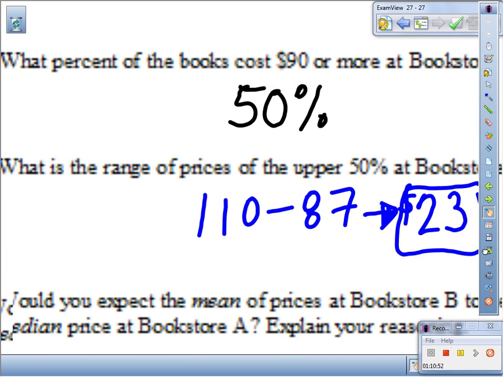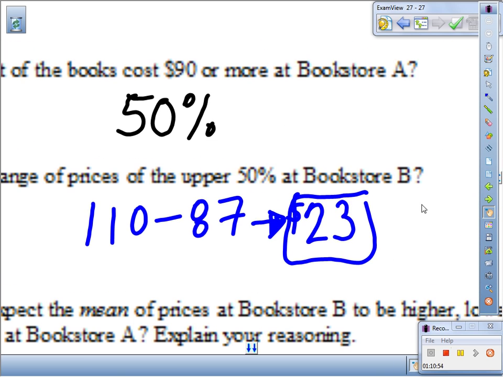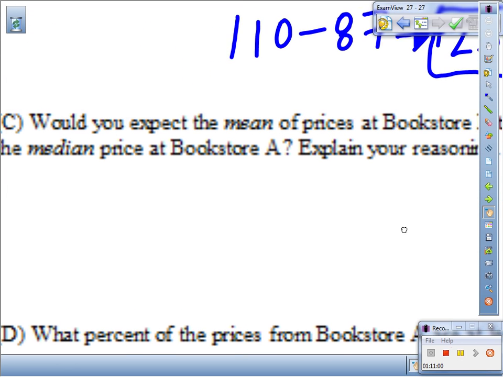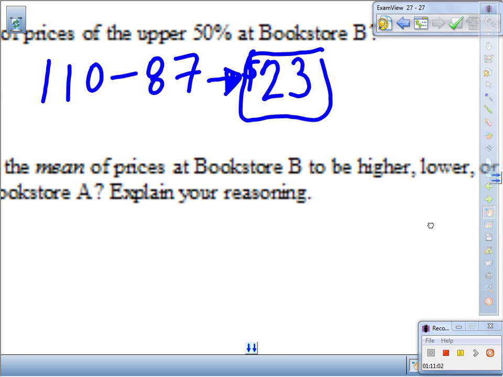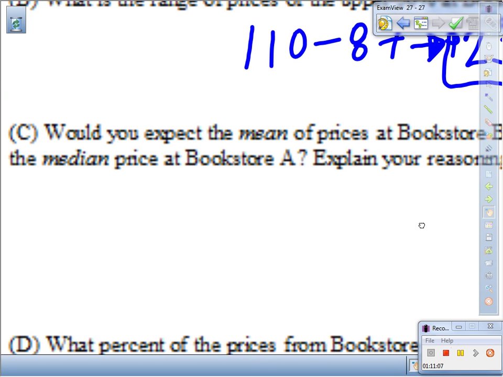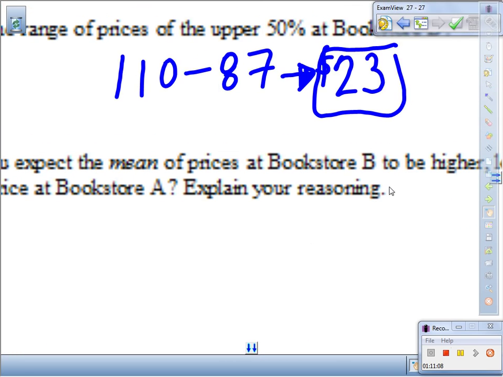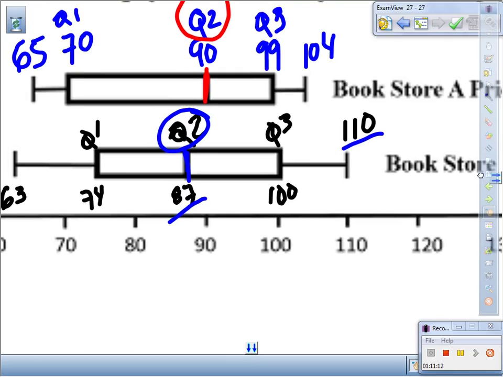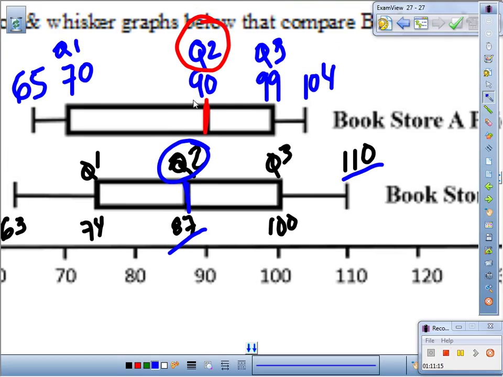Or wait, let me see. What is the range of price? Oh, yeah, 23. All right, next. Would you expect the mean of prices of bookstore B to be higher or lower or the same as the median of prices of bookstore A? So, bookstore A, the median is what? 90. Bookstore B, we need to find the mean.